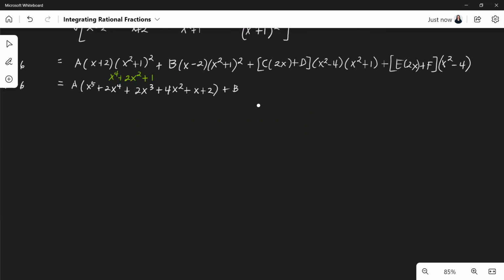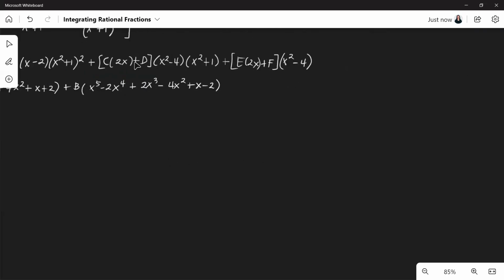So x raised to 4 times x minus 2, that's x raised to 5 minus 2x raised to 4. Then proceed to 2x squared times x minus 2. So that's 2x cubed minus 4x squared. And then 1 times x minus 2, that's x minus 2. Then for the third term, the product of x squared minus 4 and x squared plus 1.